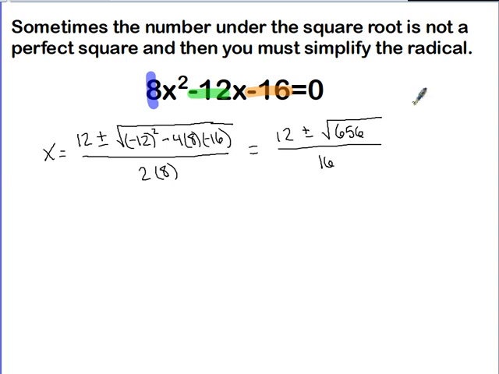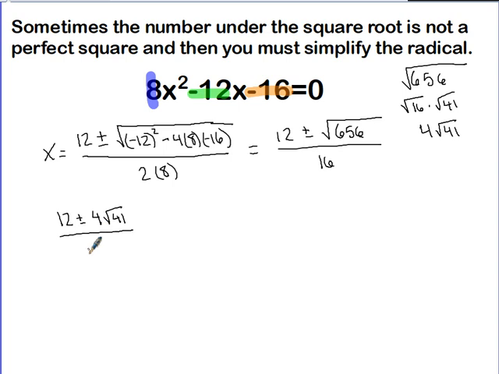So I'm going to come over here. So the square root of 656 is equal to the square root of 16 times 41. All I did was go through my list of perfect squares and figure out what I could divide 656 by. The square root of 16 is 4, and then 41 is as simplified as I can get. There are no other perfect squares that I can divide 41 by. So now I have 12 plus or minus 4 square root 41, because that is the square root of 656 simplified, all over 16.